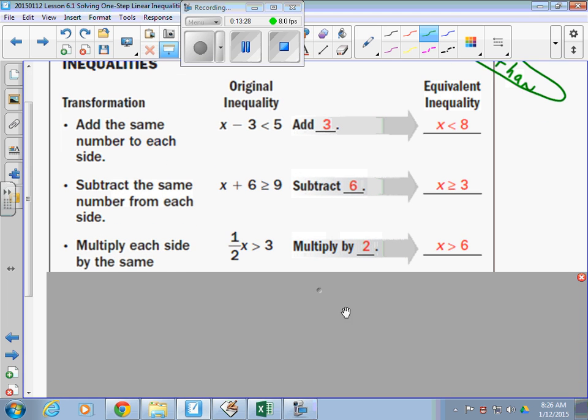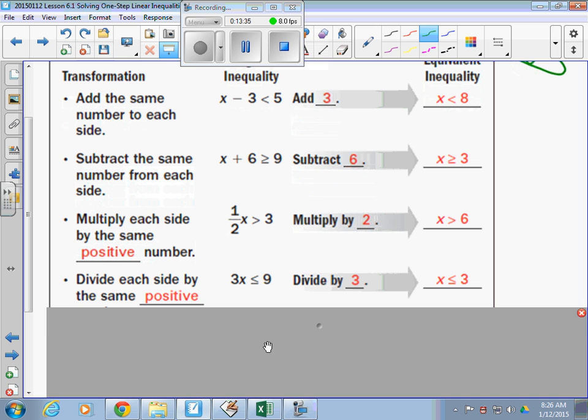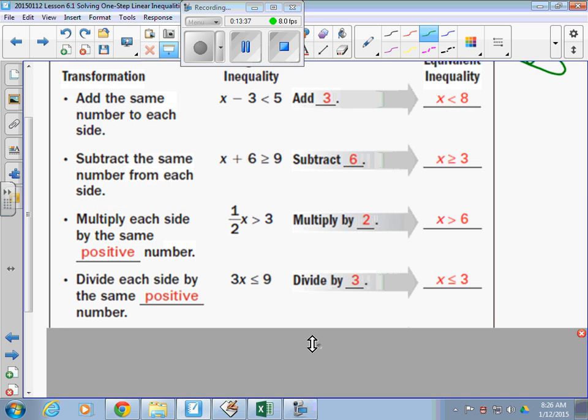Notice we're multiplying, but it's by a positive number. I'm meant to leave that one open for you too. By a positive number. Dividing each side by the same positive number. We have 3 times x is less than or equal to 9. Divide by 3 on both sides. X is less than or equal to 3.